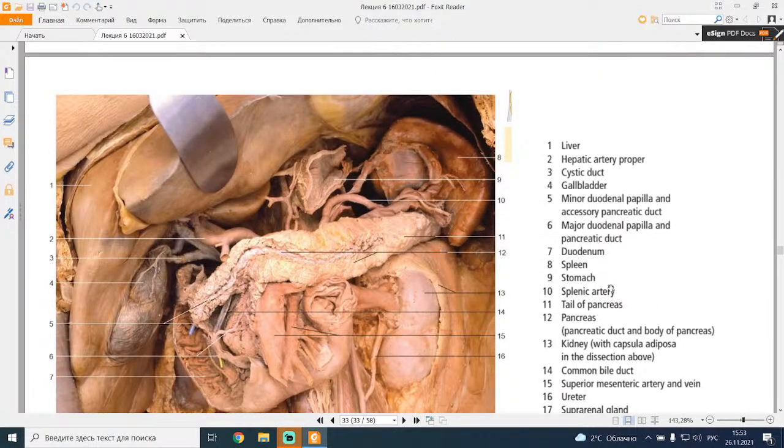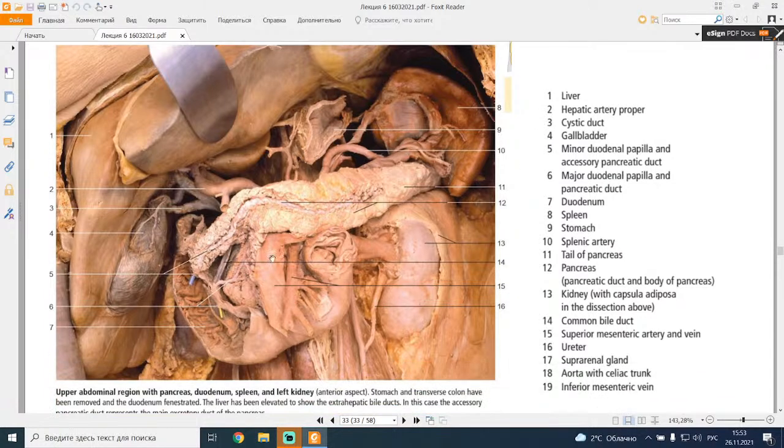What you see? Pancreaticus. This is your head, neck, body, tail.